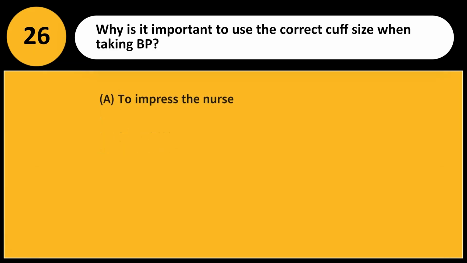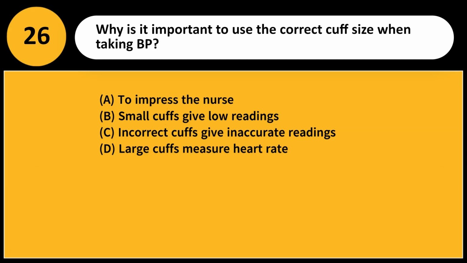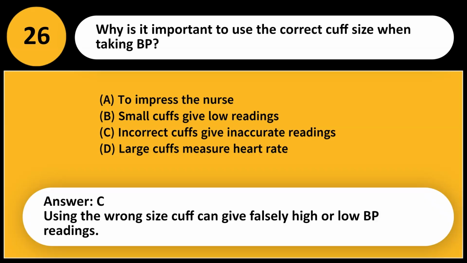Why is it important to use the correct cuff size when taking BP? A. To impress the nurse. B. Small cuffs give low readings. C. Incorrect cuffs give inaccurate readings. D. Large cuffs measure heart rate. Answer C. Using the wrong size cuff can give falsely high or low BP readings.